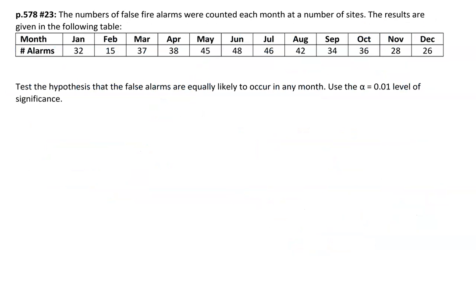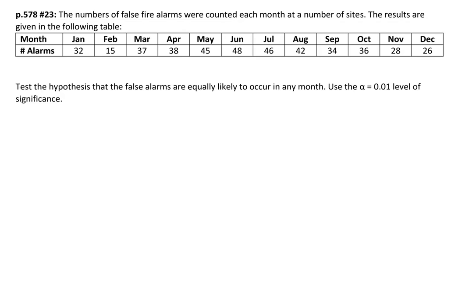So number 23. That last example, we were given all those different proportions to work with. Here's an example that says the number of false fire alarms were counted each month at a number of sites. The results are given in the following table. So January through December, 12 months. Here's all the various alarms.